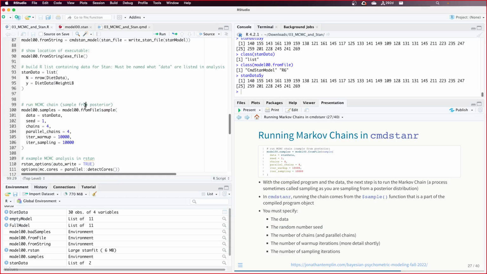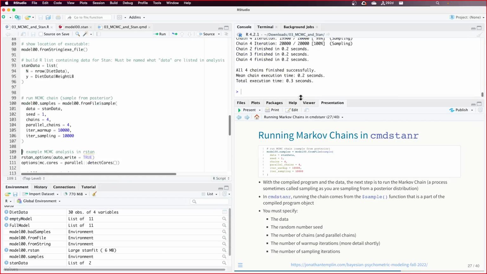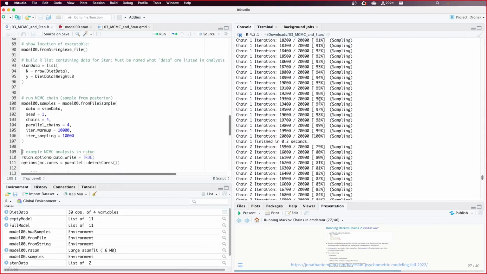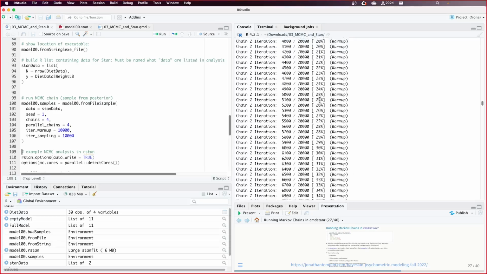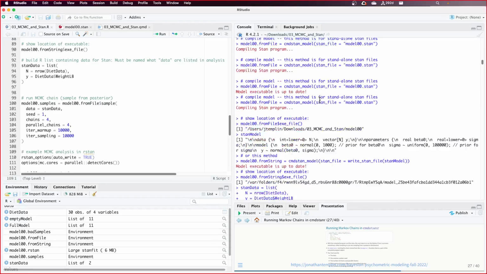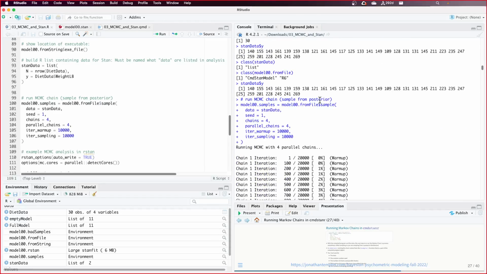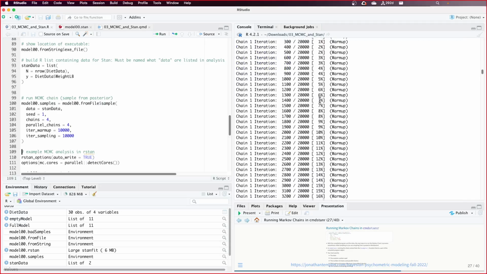Let's run this. We just run this code. What you'll end up seeing is that did not take long at all. So underneath the scenes, what's happening is CmdStanR takes the data, outputs it, and passes it to the compiled object that it made for you, your very model-specific executable, and then runs the chains as you told it you wanted it to do. And it spits out the progress.